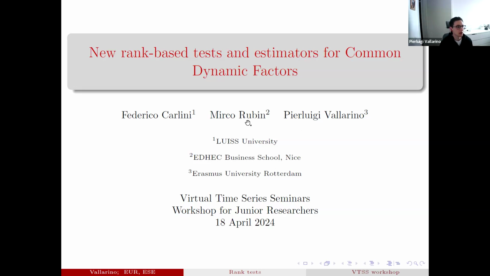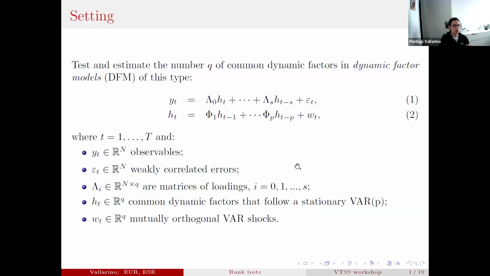So yeah, this paper, New Rank-Based Tests and Estimators for Common Dynamic Factors, is joint work with Federico Carlini and Mirko Rubin. What we do is we test and estimate the number of common dynamic factors in large panel data. In particular, we are concerned with testing and estimating the number of common dynamic factors in dynamic factor models of this type. So we have n observed time series at time t, and they load on contemporaneous and lagged values of q common dynamic factors that we pool into the vector h at time t, for instance.